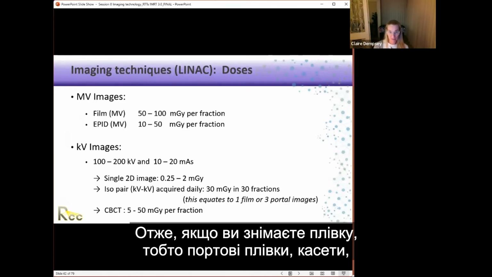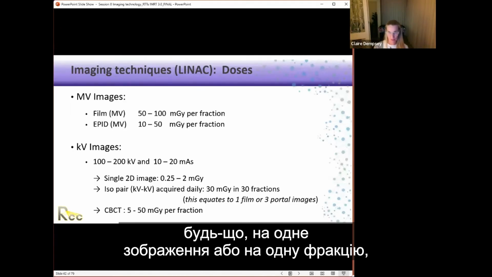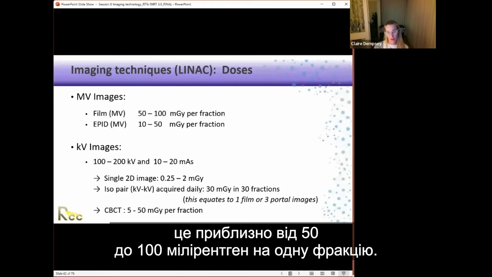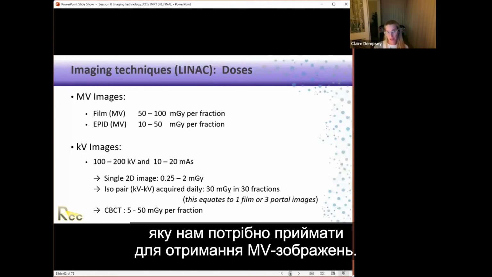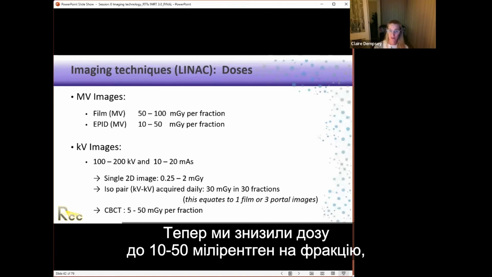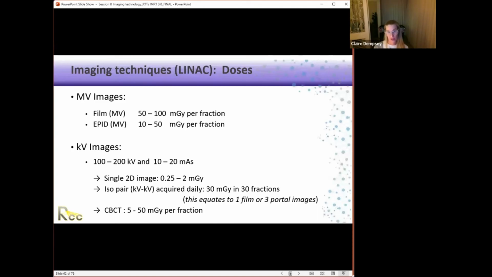So if you're taking a film, so your port films, your cassettes, whatever, per image or per fraction, it's around about 50 to 100 milligray per fraction. So our EPID has drastically reduced the amount of radiation we need to take with our MV images. So we're now down to 10 to 50 milligray per fraction. It's not a lot of dose.